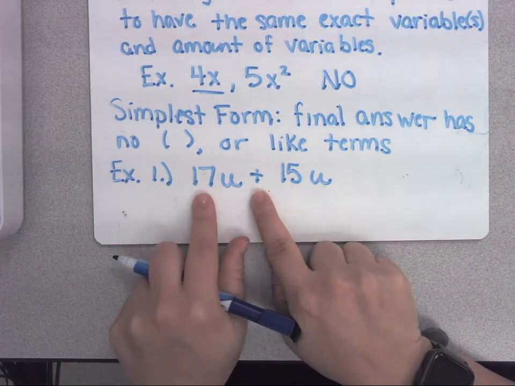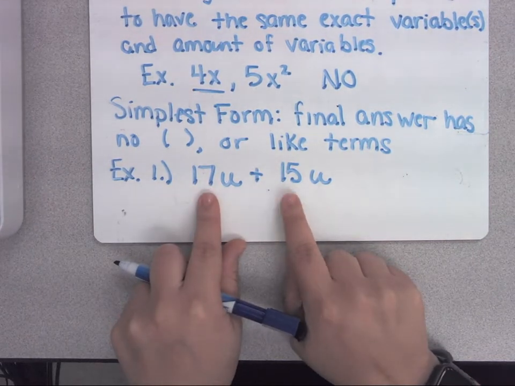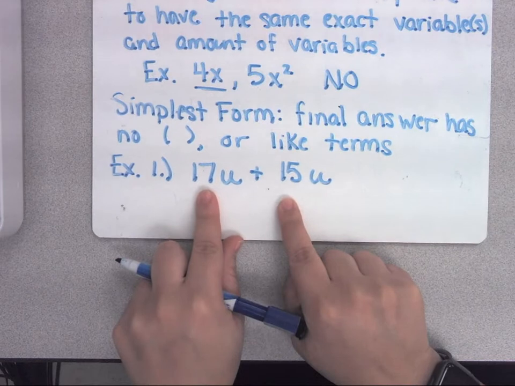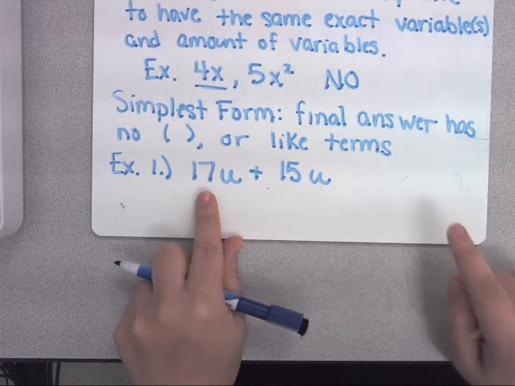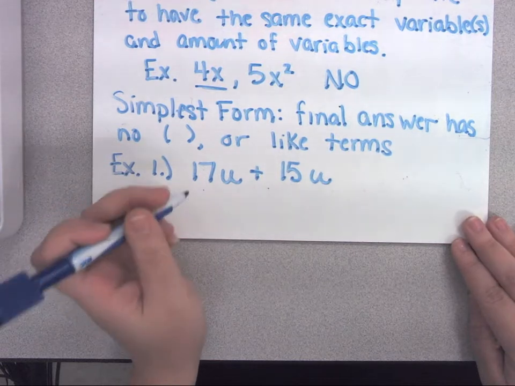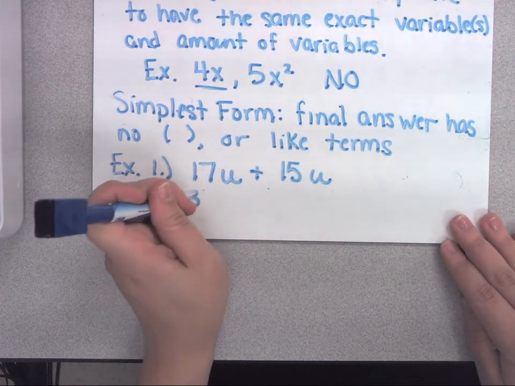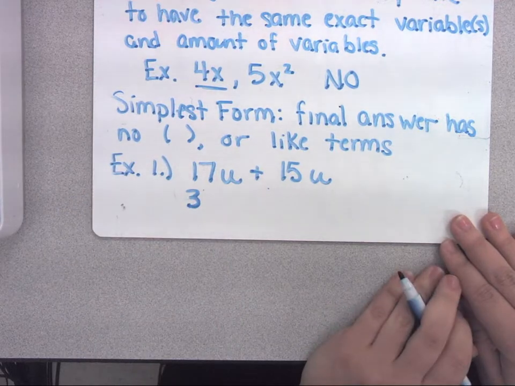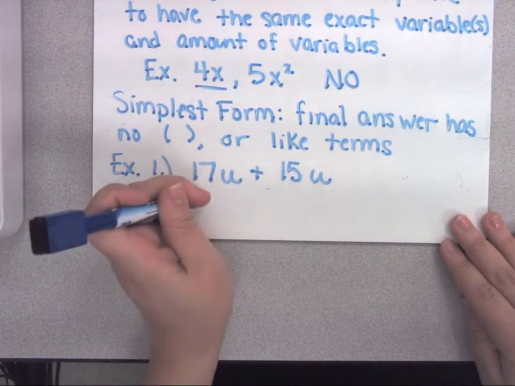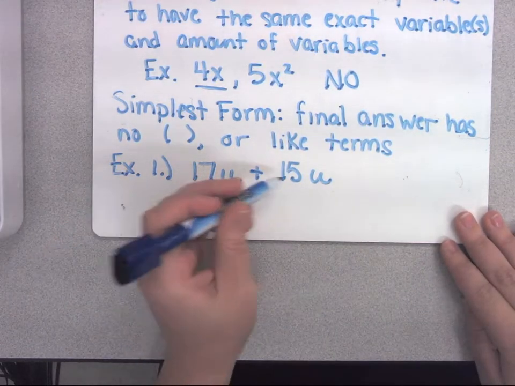So positive 17 plus 15. So we do, hey, what is 17 plus 15? Right? So we do the math. What is 17 plus 15? Anybody know? Anyone say it out loud? 32. Is it 32? I think so.